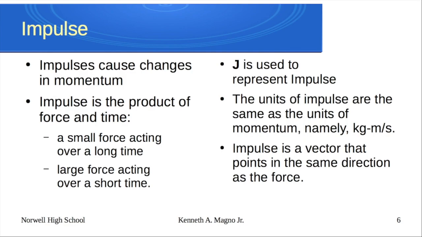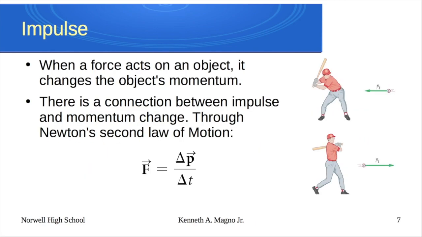We use a capital J to represent impulse. The units for impulse are the same as the units for momentum, so it's kilogram meters per second. And the impulse is a vector that points in the same direction as the force in this case. So when a force on an object changes its momentum, it's going to go from one direction to the other direction, or it could just stop it.